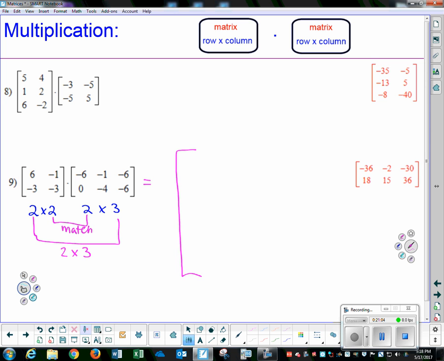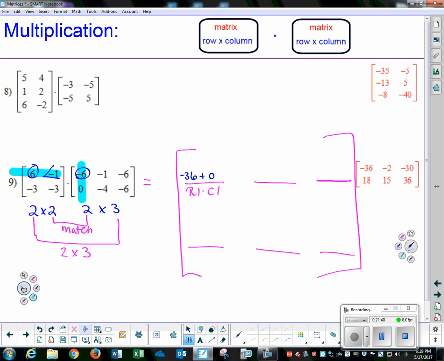So I like to set up 2 rows, 3 columns, because then I know what I need to fill in and where I belong, right? I honestly don't usually write it, but I do like to think I'm taking row 1 times column 1. Row 1 times column 1. And it just helps keep me in my place. So I'm going to get 6 times -6 gives me -36 added with 0. Got that? I took 6 times -6, -1 times 0, added the 2 results.